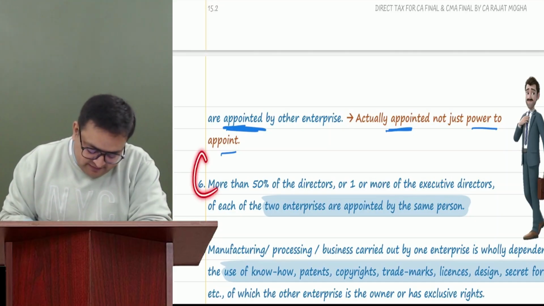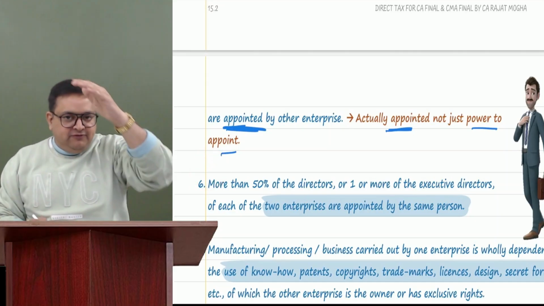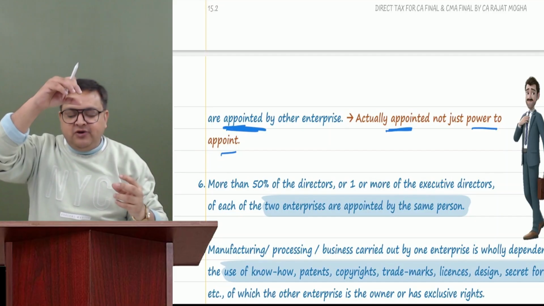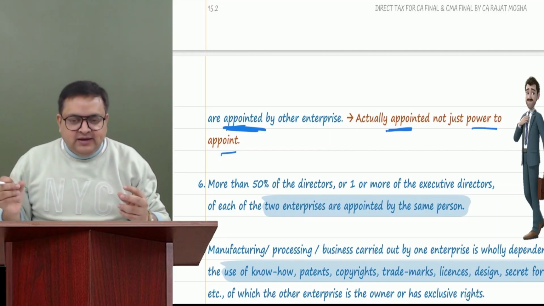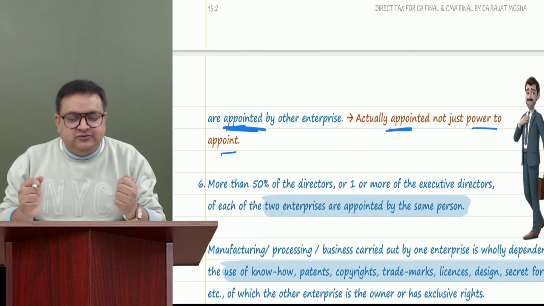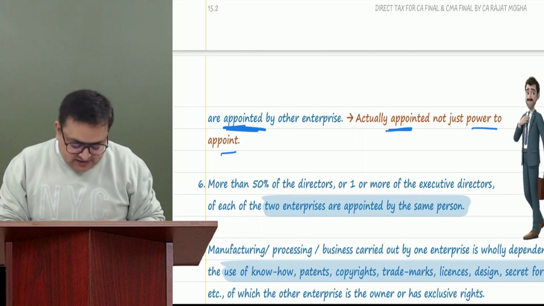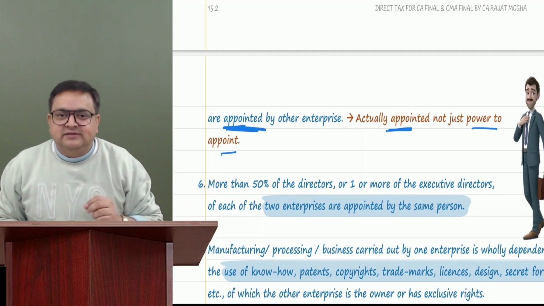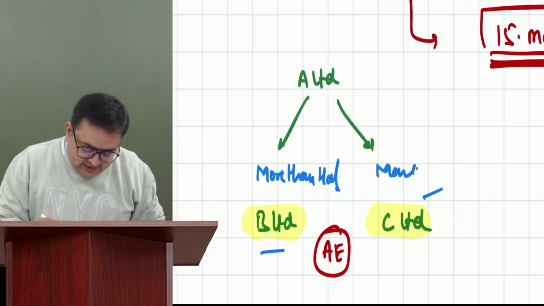And point 6 is the same: you have appointed more than 50% of B, you have appointed more than 50% of C, then obviously A and B and A and C are associated, but B and C will also be associated. This is written in point number 6. Got it? Okay.